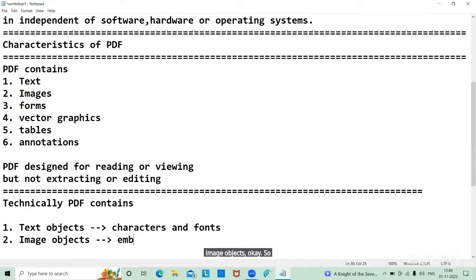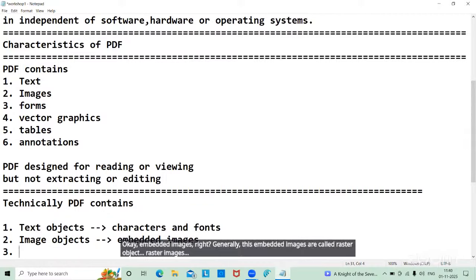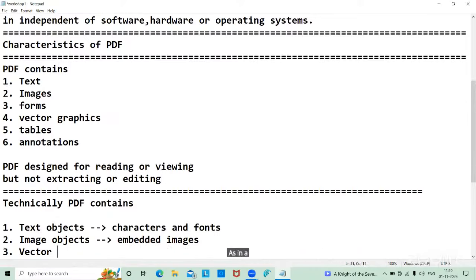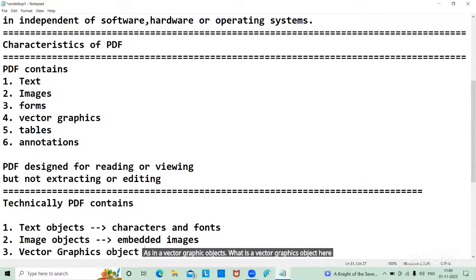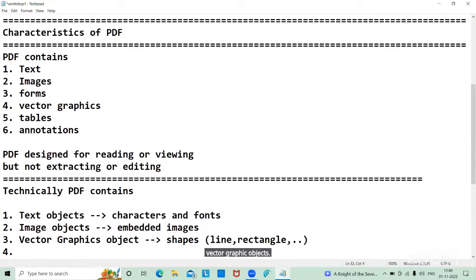These are nothing but embedded images, which are generally called raster images. It also has vector objects, or vector graphic objects. What are vector graphic objects? Lines and shapes, like lines and rectangles. These are called vector graphic objects.